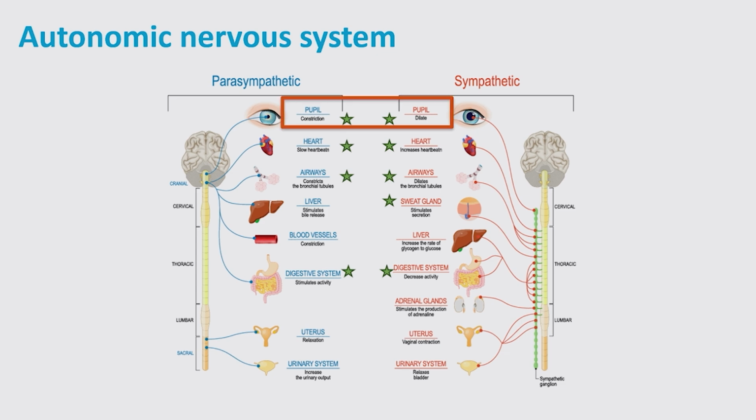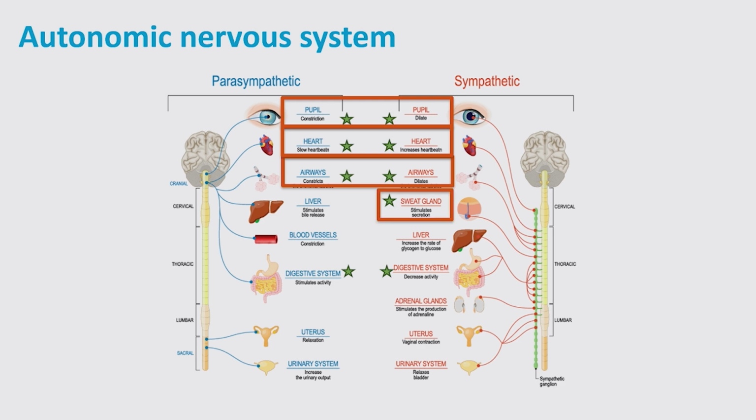Specifically, you can use pupillometry to look at the pupil dilation, which is more constricted during parasympathetic activity and is dilated during sympathetic activity. For the airways, there is more deep and intense breathing. You need more oxygen when your sympathetic nervous system is activated because you get ready for your fight or flight response. You have an increased heart rate when your sympathetic nervous system is active.